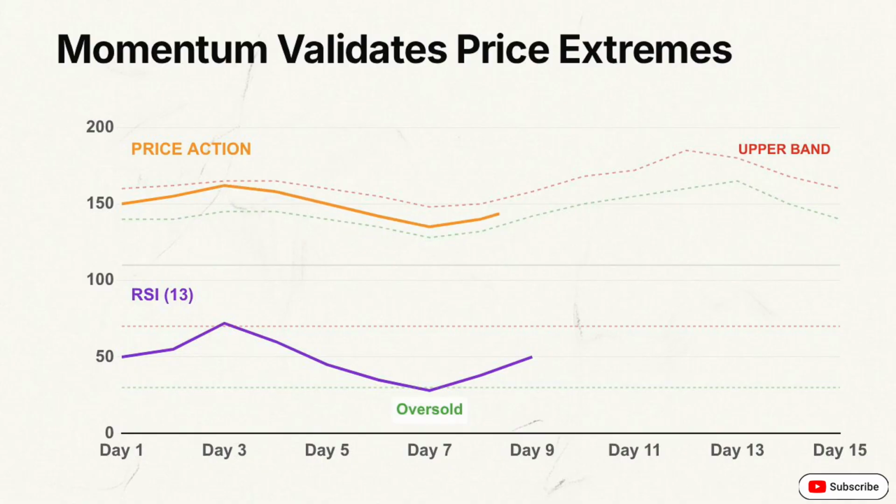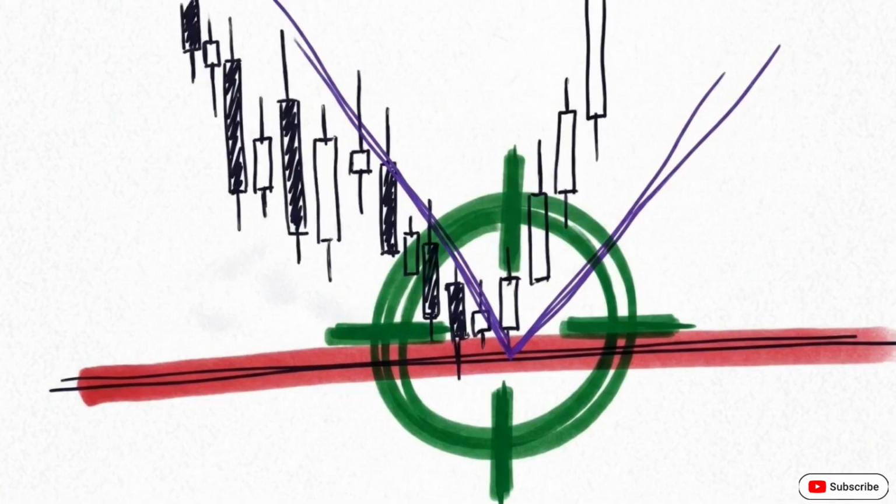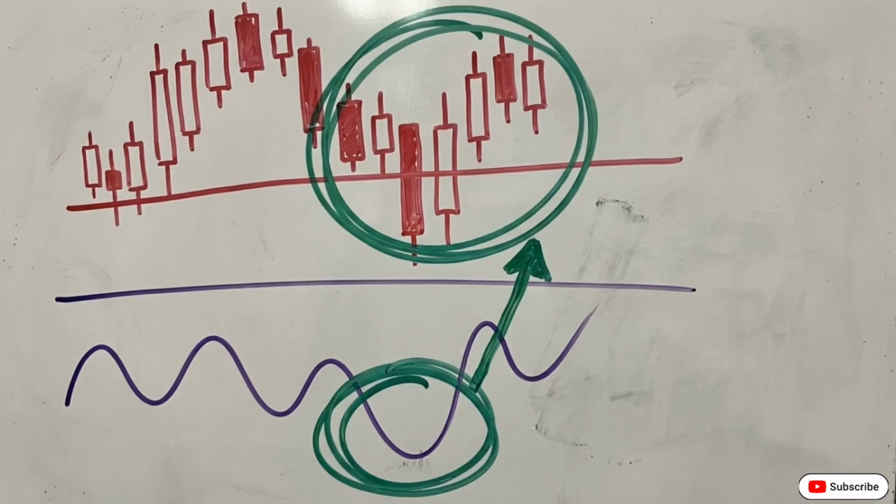While the Bollinger Bands identify price extremes, the RSI measures the strength behind those moves, acting as a mandatory filter to validate if a reversal is likely. For a short trade, two conditions must be met. Price must cross above the upper Bollinger Band, and the RSI must push above 75. For a long trade, the price must cross below the lower Bollinger Band, and the RSI must drop below 25.